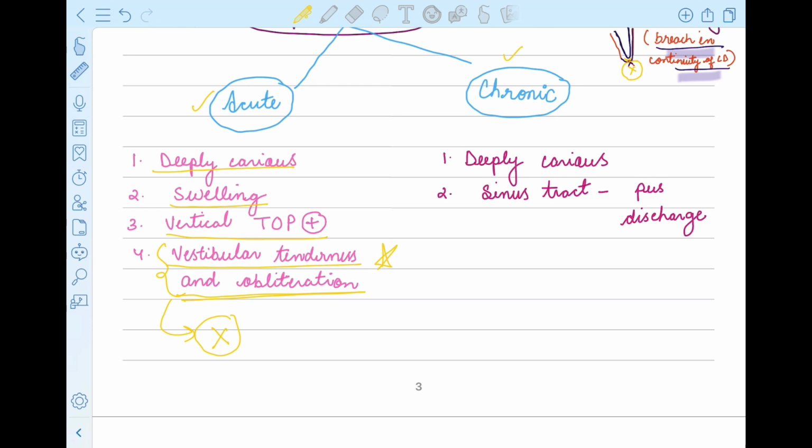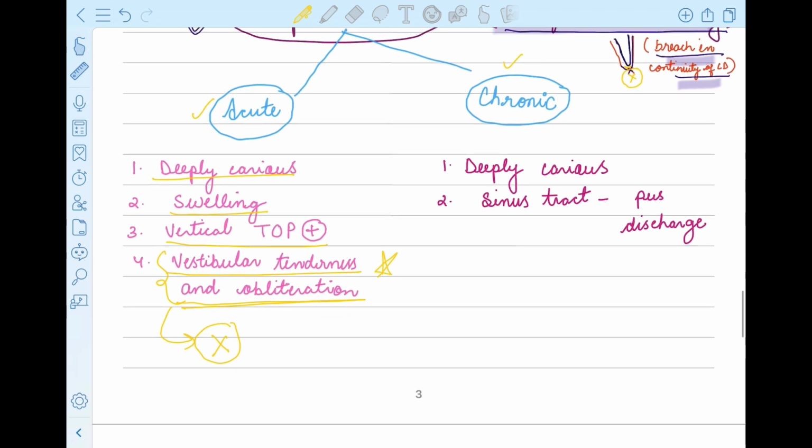Now let's see what happens in chronic periapical abscess. It will also be deeply carious and sinus tract formation will be there. In case of chronic periapical abscess, there will be sinus tract formation. So it will lead to pus discharge.